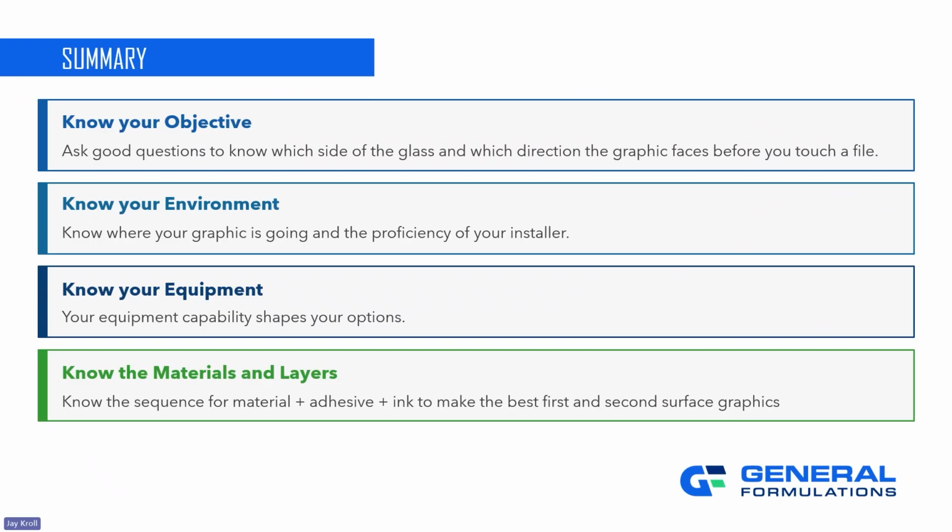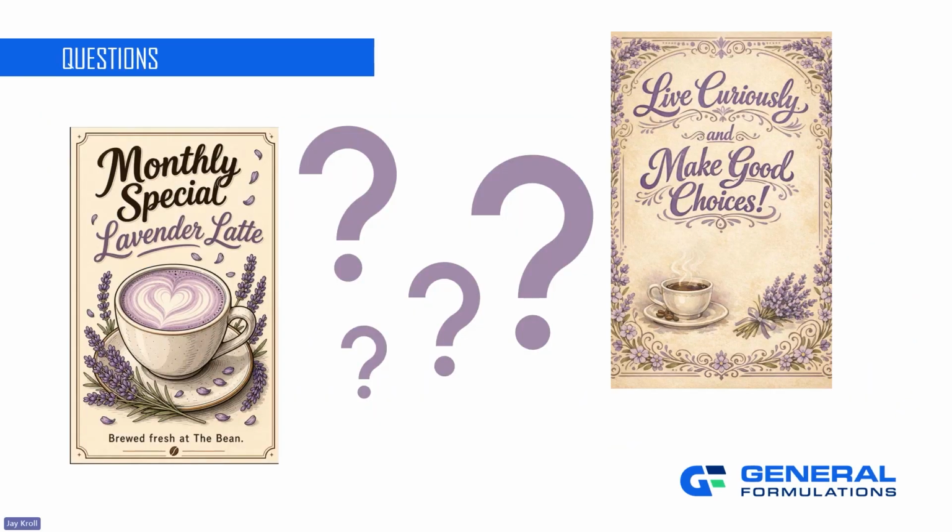And number four, the layers matter. Know the materials and know the layers. Glass, adhesive, image, material, and how the sequence changes for second surface work. Every layer in that stack is a decision. Just know what you're doing, and know why. And as always, ask good questions.